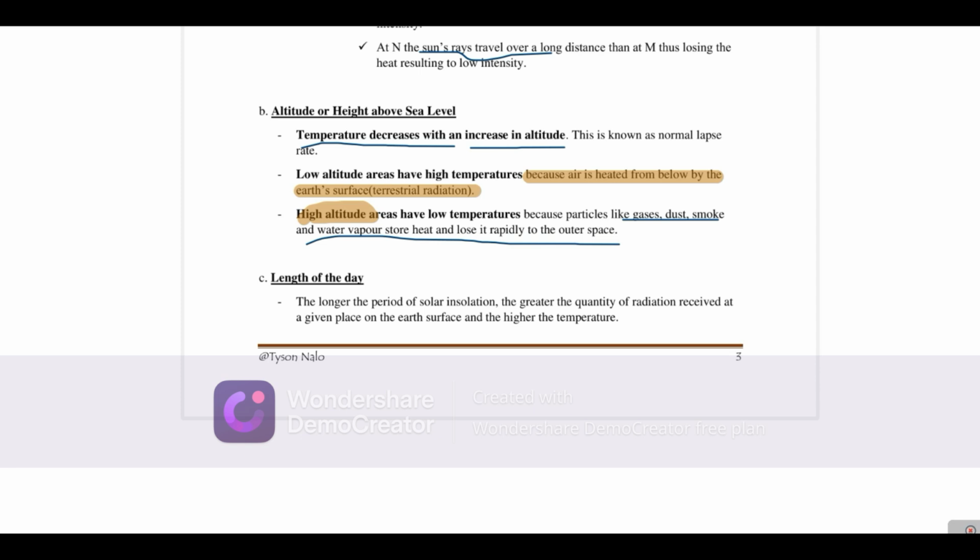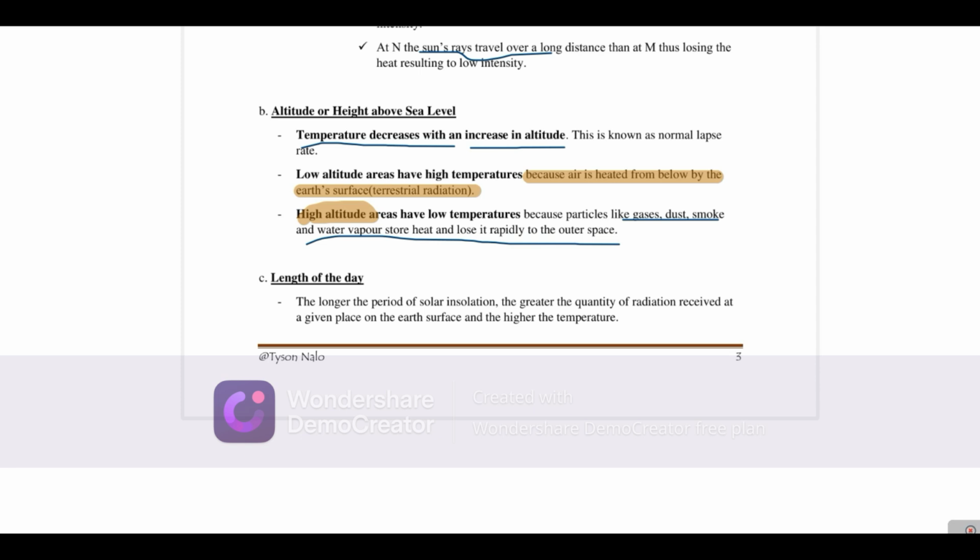Now, I think that is well explained. We want to move to the third factor, that is length of the day. Now we say the longer the period of solar insolation, the greater the amount of radiation received at a given place on the Earth's surface, and the higher the temperature, of course. A longer period of insolation is going to influence higher temperature because there is too much concentration that occurs during that period.